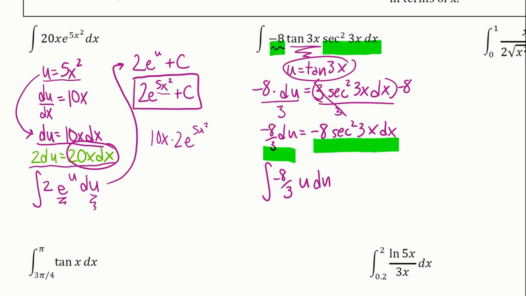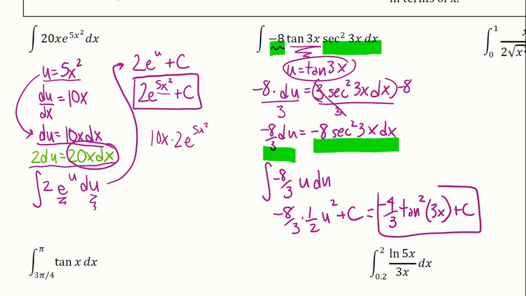And then what's the antiderivative of negative 8? Again, it's just a constant, so just pull out the constant if you want, negative 8/3. The antiderivative of u is going to be 1/2 u squared plus c, which is equal to negative 4/3. And what is u? It's tangent. So tangent squared of 3x plus c. So you always want to go back and replace your u's with x's if you have an indefinite integral.